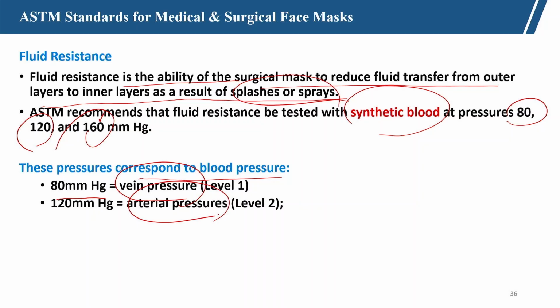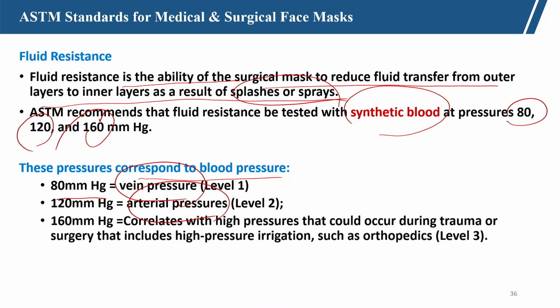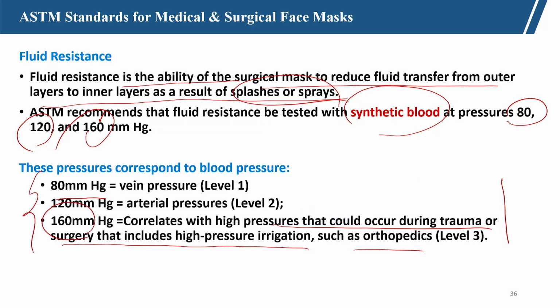And 160 correlates with the high pressure that could occur during trauma or surgery that includes high pressure irrigation, like in orthopedics during trauma. High pressure liquid can come from the infected person, like blood coming at that speed. So, these three pressures correspond to blood pressure at different levels.